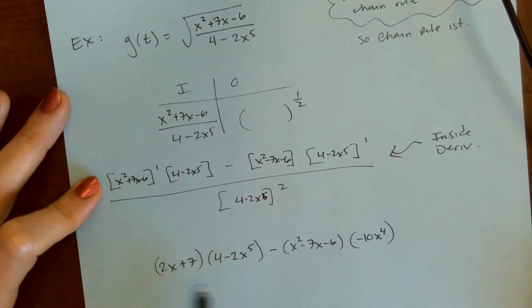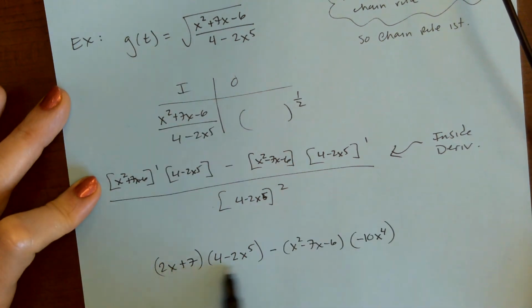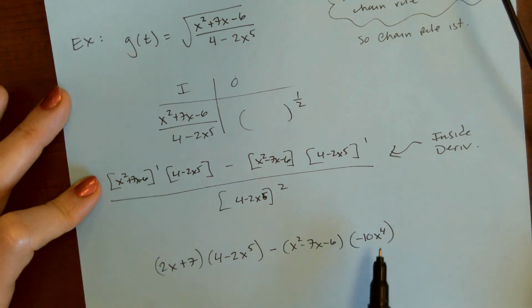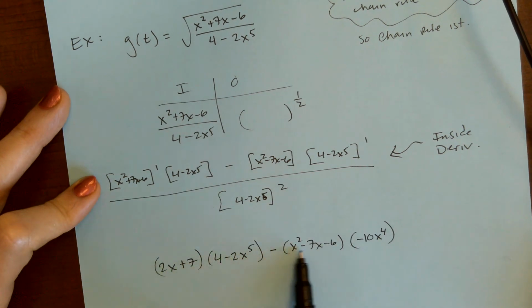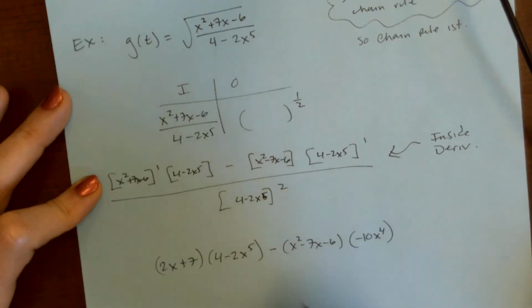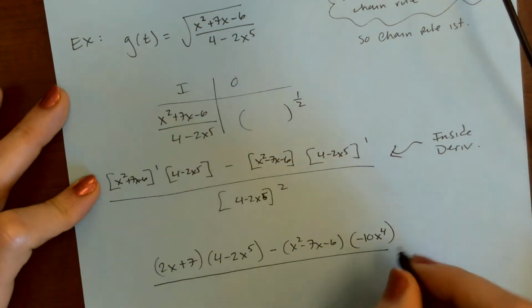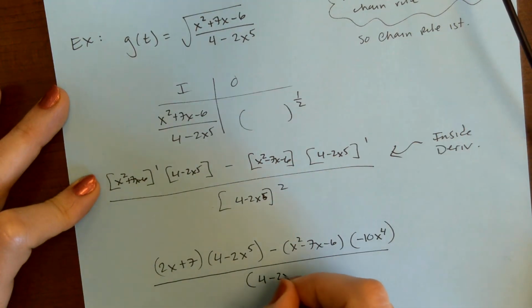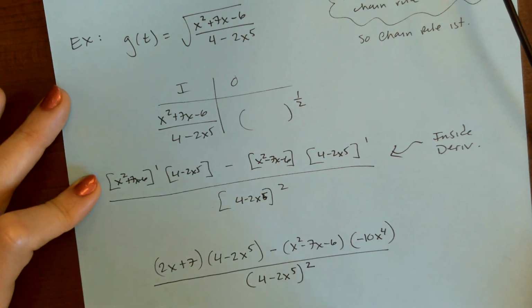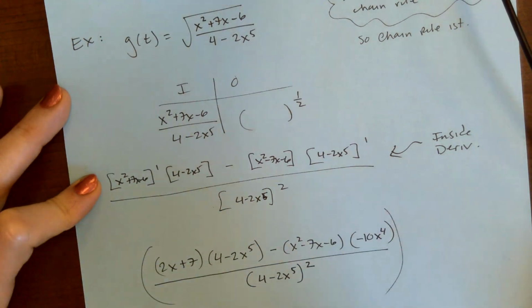Now another way of writing, so this is just the top. And like I've said before, generally monomials kind of go in front. So another way of writing the top of this would be a plus 10x to the fourth, and then this next to it. But there's a lot going on here, so I'm not going to rewrite it, because this is just fine, and then that's squared. Okay, so this is the inside derivative.